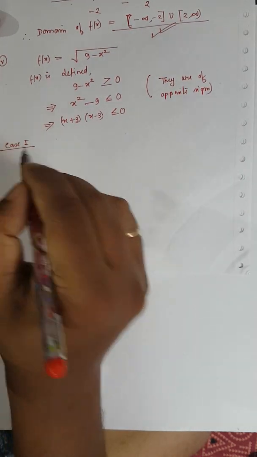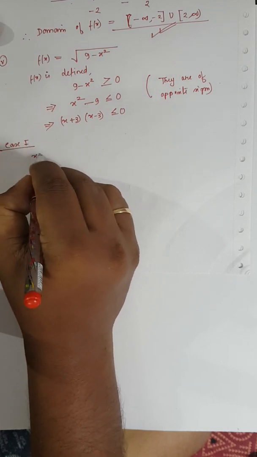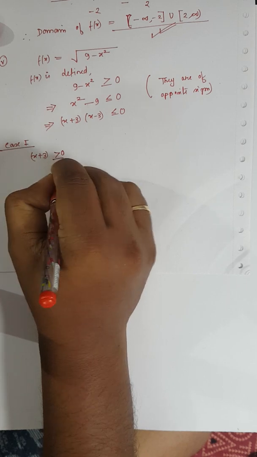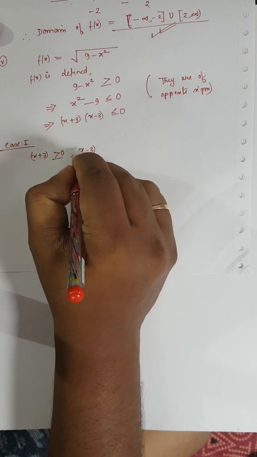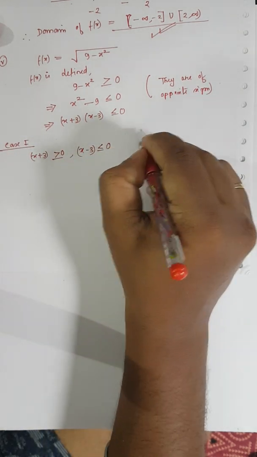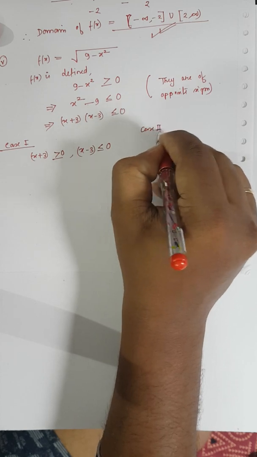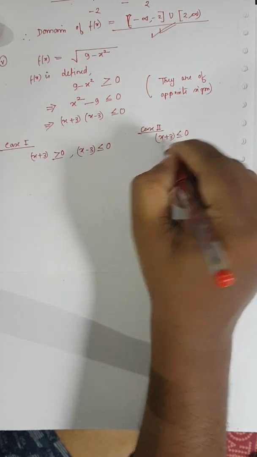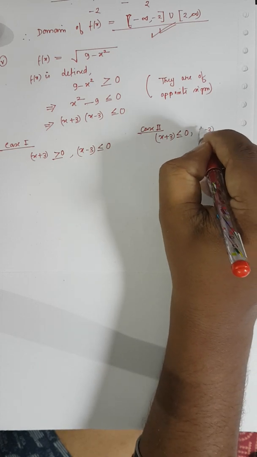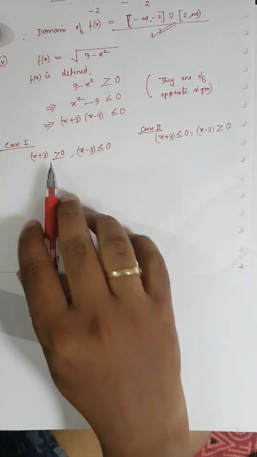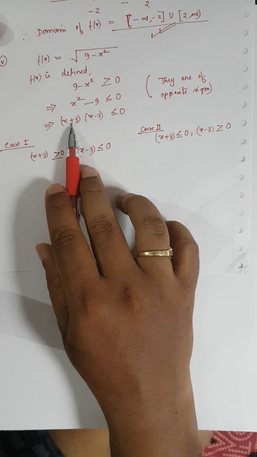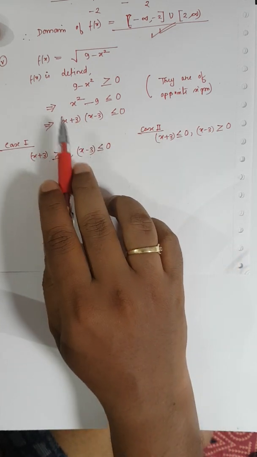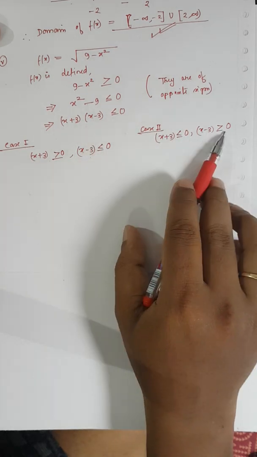Case 1, when x plus 3 is positive or equal to 0 and x minus 3 is negative or equal to 0. And for case 2, when x plus 3 is negative or equal to 0 and x minus 3 is positive or equal to 0. So you have two cases: when x plus 3 is positive, x minus 3 is negative; case 2, when x plus 3 is negative and x minus 3 is positive.